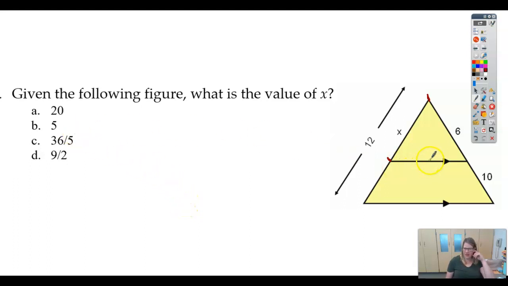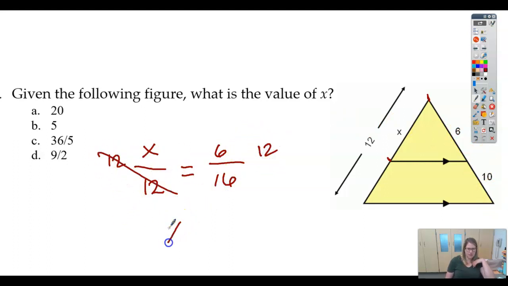We know that they're similar because these lines are parallel, which means these angles are the same, and we know that that angle is the same. So x corresponds to this larger side, 12, the same way that 6 corresponds to this larger side, which would be 6 plus 10, or 16. So to get x, all we have to do is multiply both sides by 12. X equals 6 times 12 over 16, which is 4.5, which would be the same as D, right?